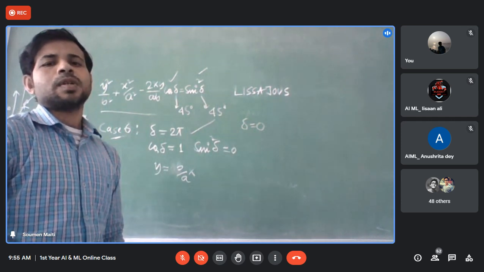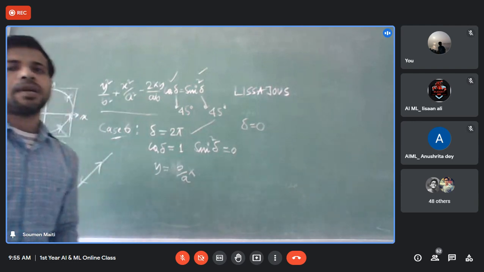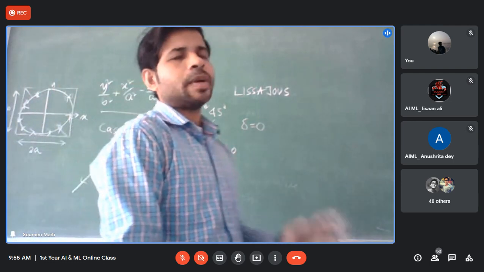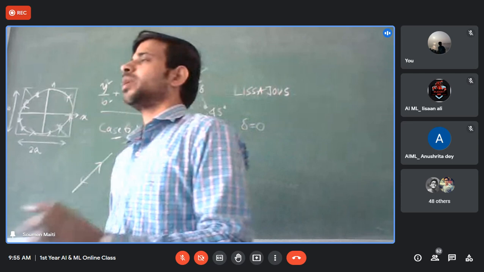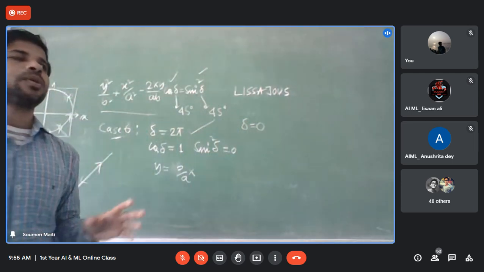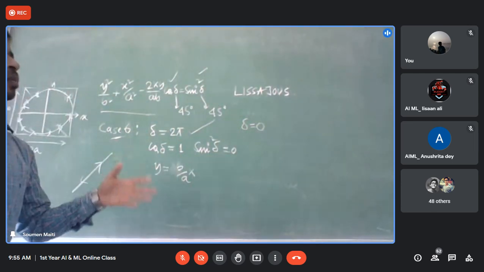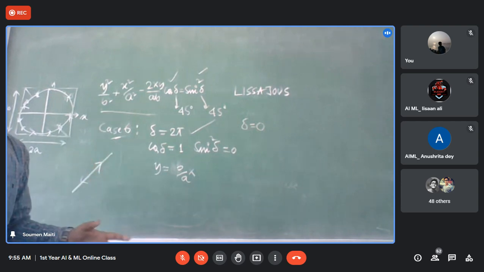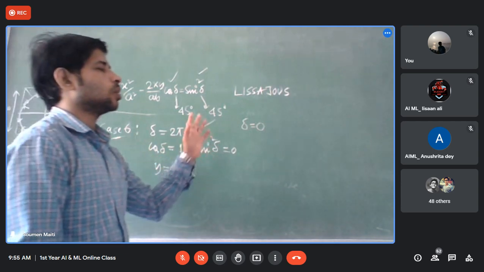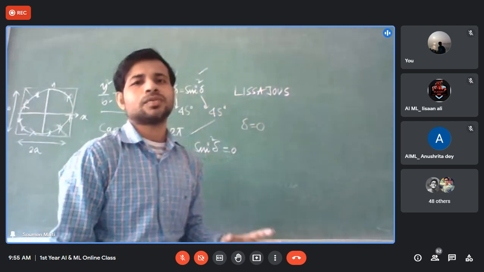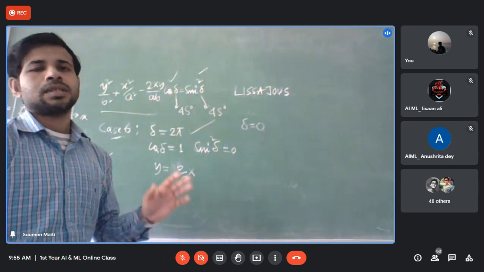So I'm repeating once again. The geometrical figure or the pattern produced due to the superposition of two or more SHM acting perpendicular to each other is known as the Lissajous figure. Is it clear to everyone?